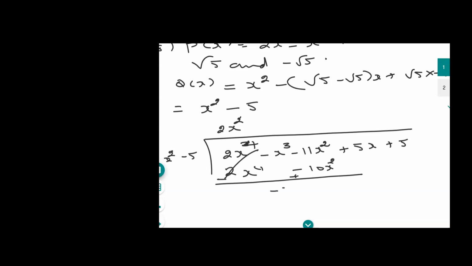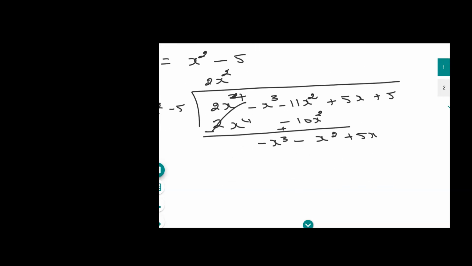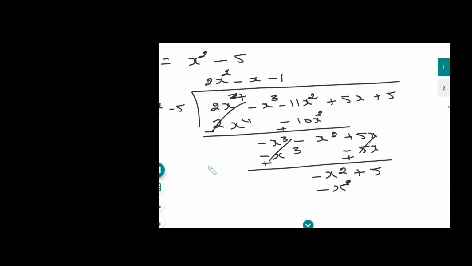That gives you minus x cubed minus x squared plus 5x. Next, let us take minus x. So that gives you minus x cubed minus 5x. Change the symbols. That gives you minus x squared plus 5. Put minus 1. That gives you minus x squared plus 5. Change the symbols. It becomes 0.